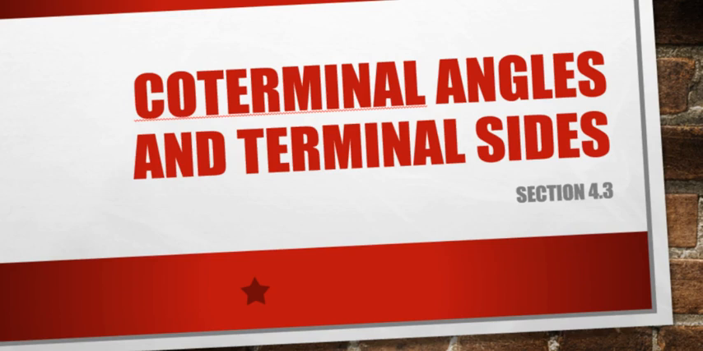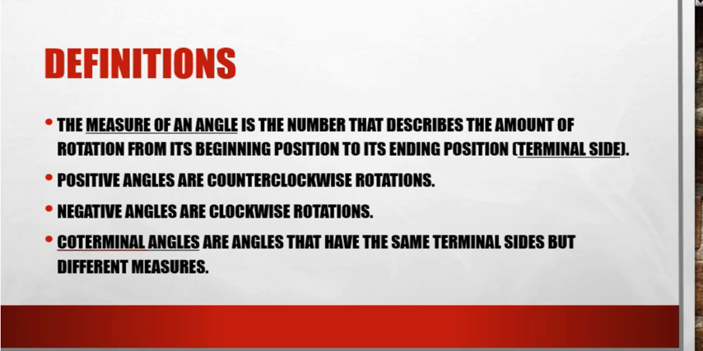So now we're starting section 4.3, and specifically we're going to be looking at what a coterminal angle is and what it means when they refer to something about the terminal side and the unit circle. The first definition I want to go over is what are the angles that we're measuring.